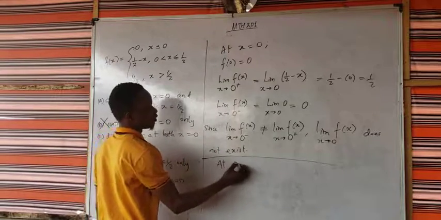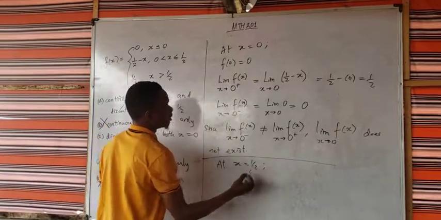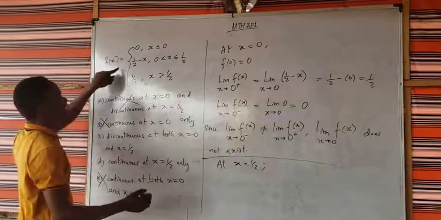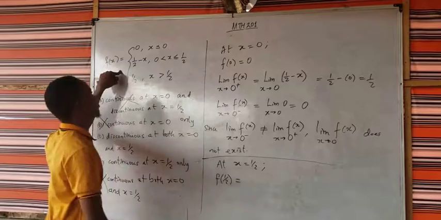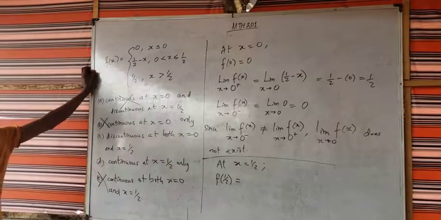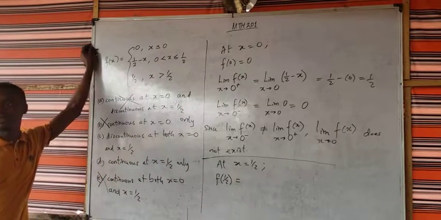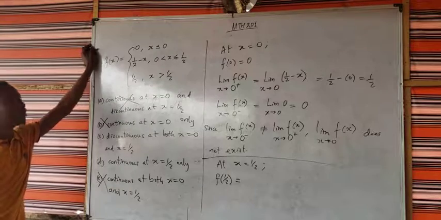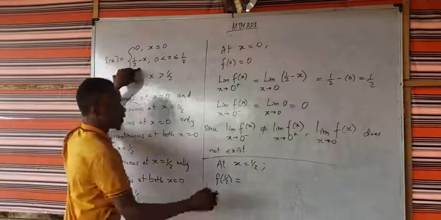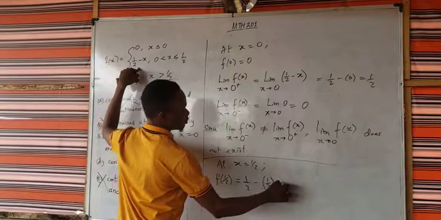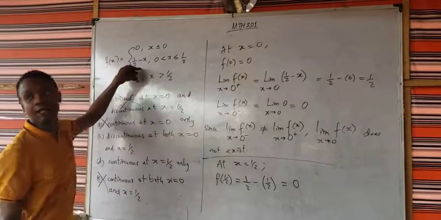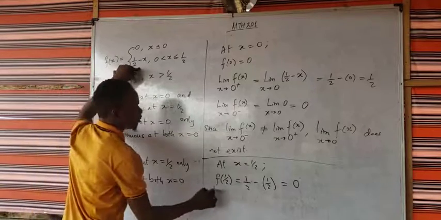So at x equal to 1 over 2, what are you going to get? What is f of 1 over 2? So when x is 1 over 2, which of the definitions applies? 1 over 2 minus x. Yeah, 1 over 2 minus x. So this is 1 over 2 minus 1 over 2, that is 0. Is that clear? Yeah.